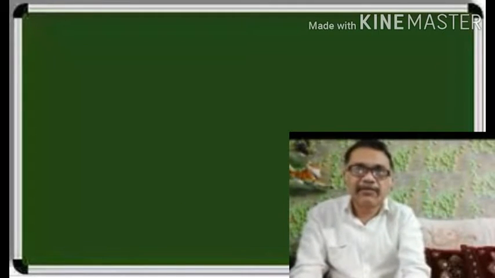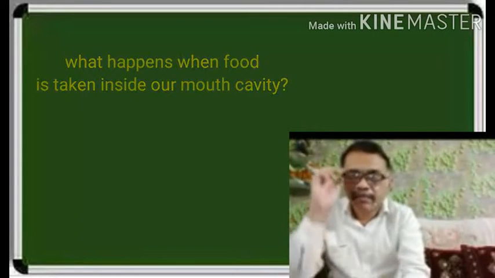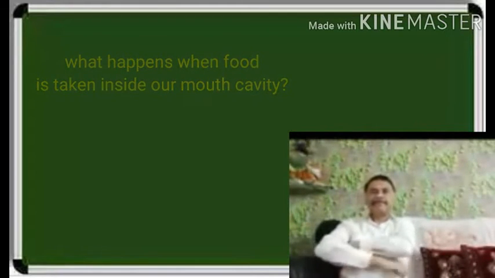Okay. Now, what happens when food is entered? Food is taken inside our mouth cavity. When we take food inside our mouth cavity, we start chewing our food. During this time, digestion of starch takes place. Already I have told that we have 3 pairs of salivary glands. Those salivary glands secrete saliva, and that saliva helps to digest starch into sugar.